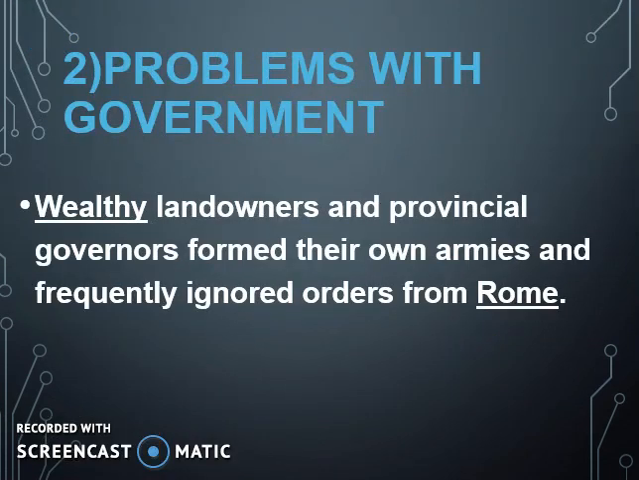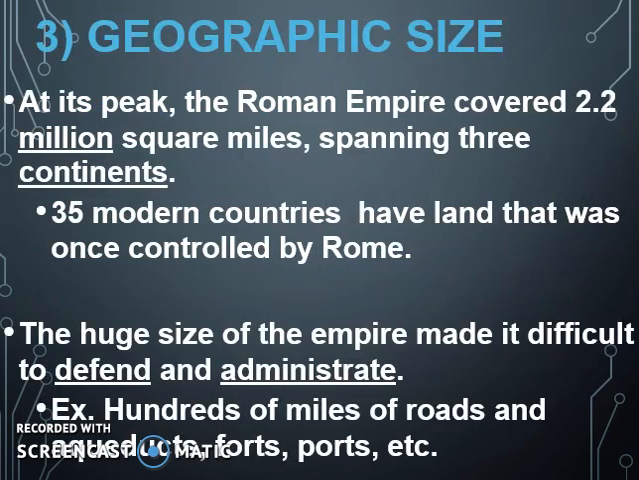Continuing with problems with government, wealthy landowners and provincial governors, governors of provinces or regions of Rome, formed their own armies and frequently ignored orders from Rome. So we see this is similar to what happened in the Roman Republic, where the wealthy, the patricians, are going to form their own armies that are going to follow their needs, their wants.